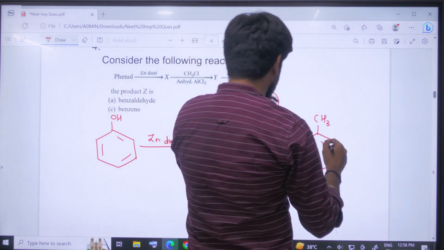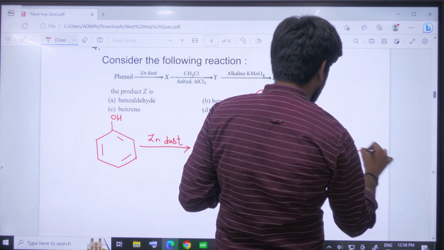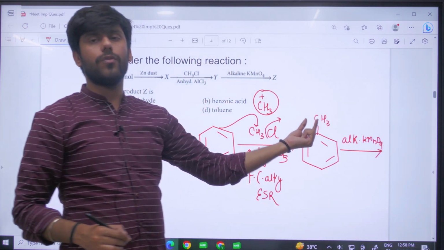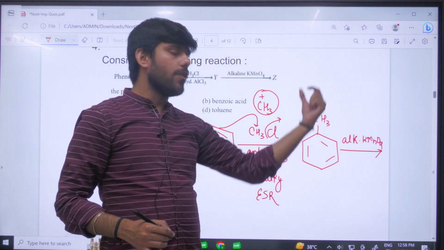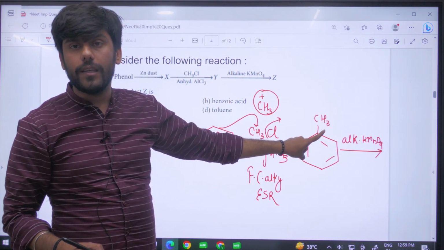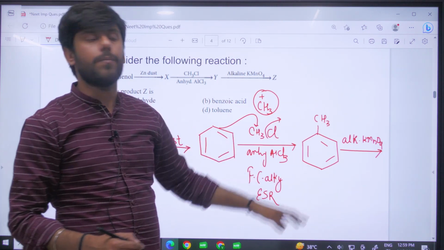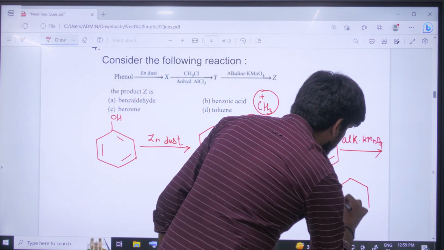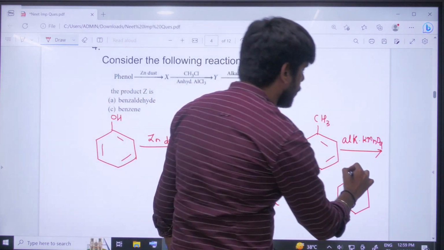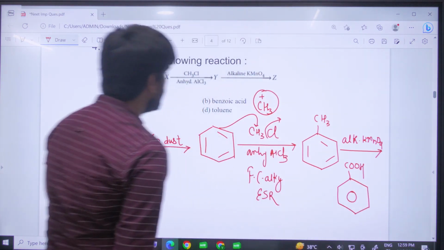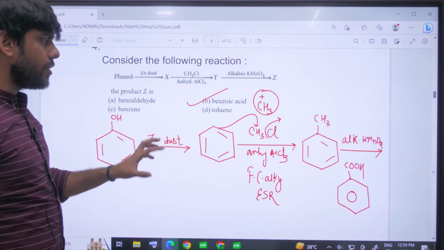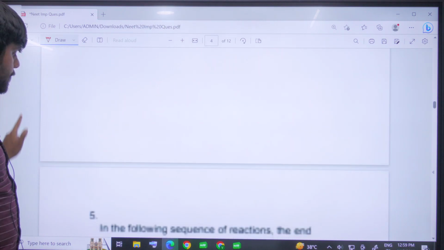Now you know what happens next. Next is this on treatment with alkaline KMnO4. Now please note that no matter how long this chain is, it will get oxidized, it will be converted to the benzoic acid. But please remember, I should have the H over here. The alpha H should be present over here. So I end up getting benzoic acid. Even if it would have been ethyl benzene or propyl benzene, I would have got benzoic acid as the answer. So benzoic acid is the right answer. The Z is your benzoic acid. I hope this is clear. Let us move to the next question.